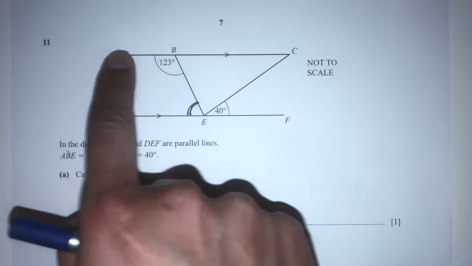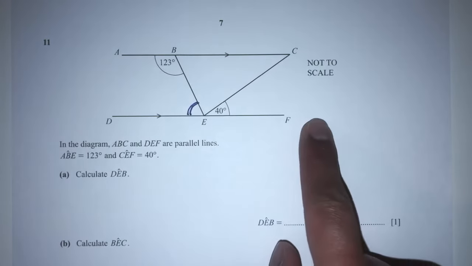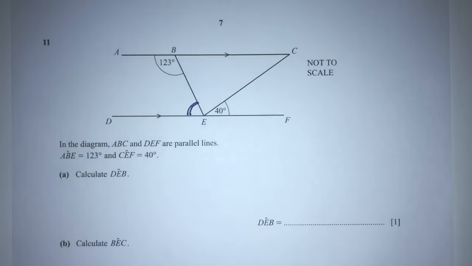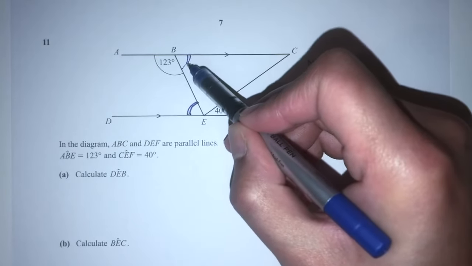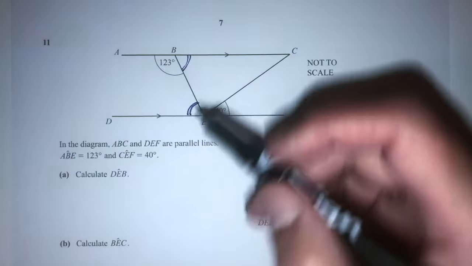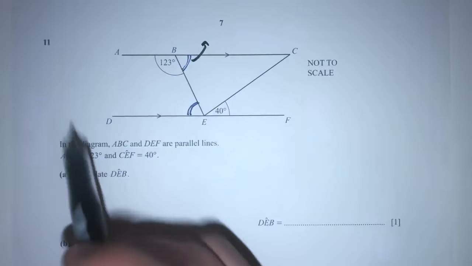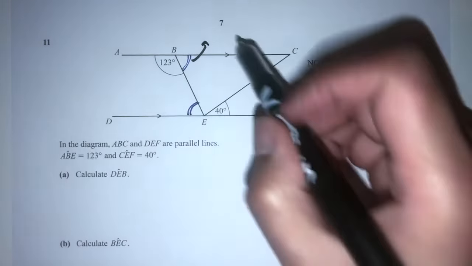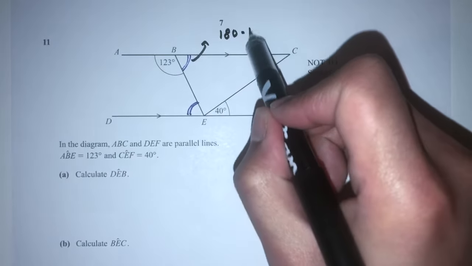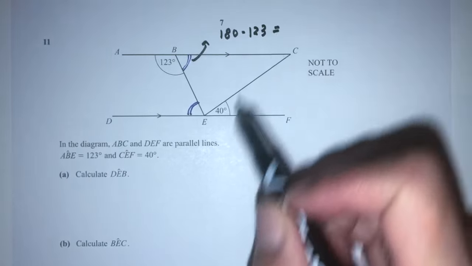Because these two lines are parallel, the alternate angles have to be the same, which means this angle is equal to this angle. So we can find this angle pretty easily. It is a straight line. This is 123, so we know this is 180. So 180 minus 123 will be what?